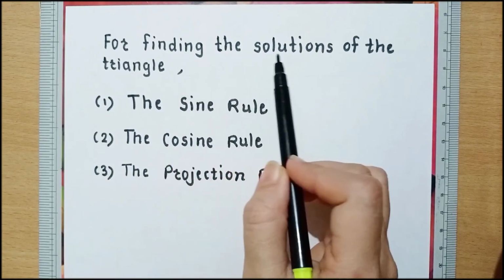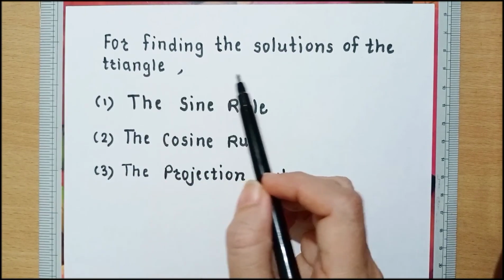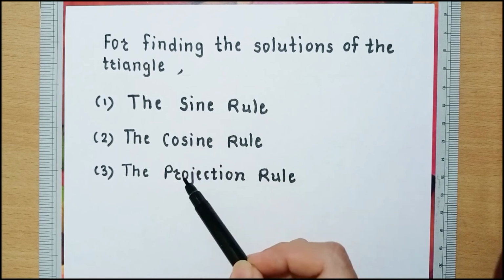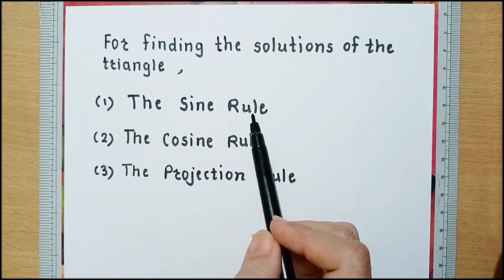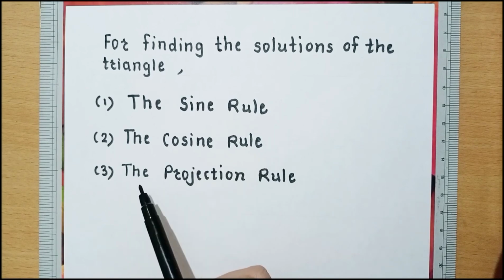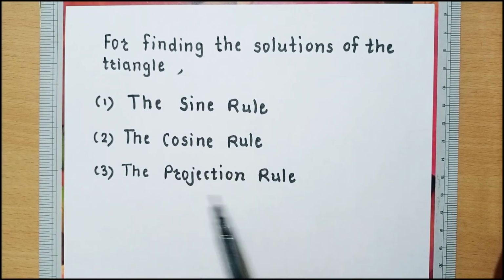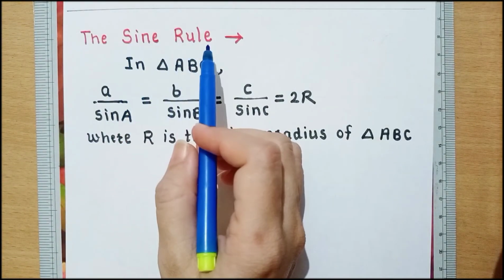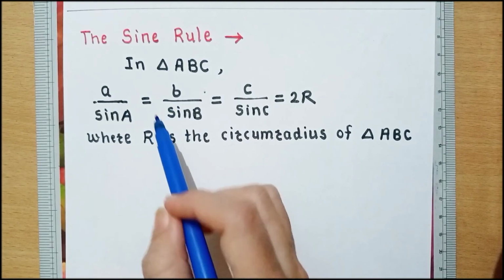For finding the solutions of the triangle, first we will prove these 3 rules. First one, the sine rule. Second, the cosine rule. And third, the projection rule. So let's see first what the sine rule is. The sine rule. Let's see the statement.